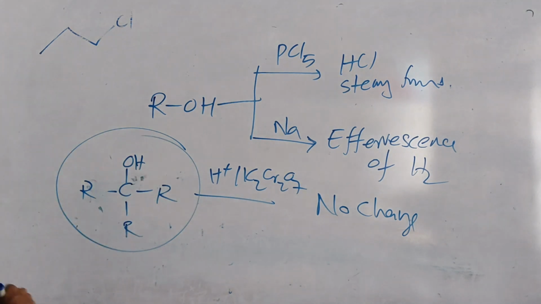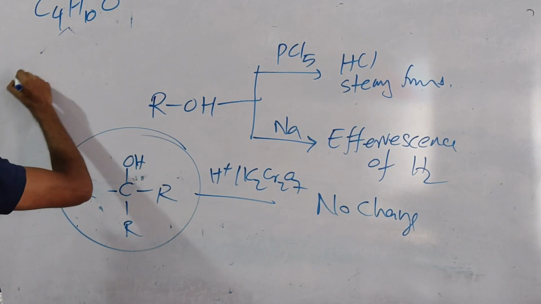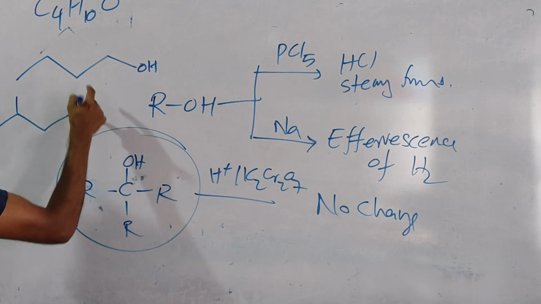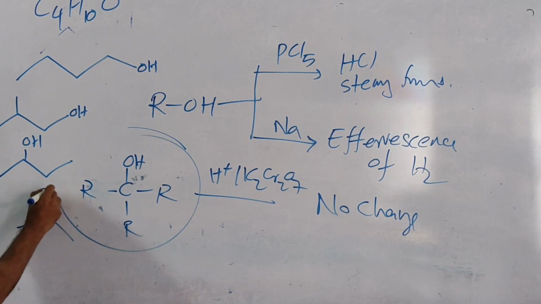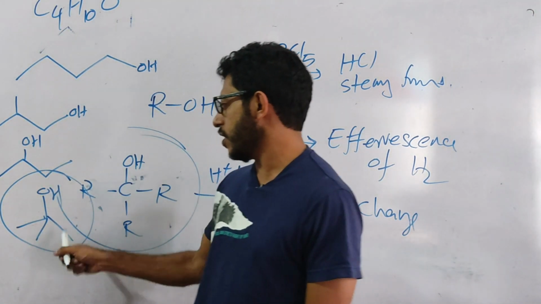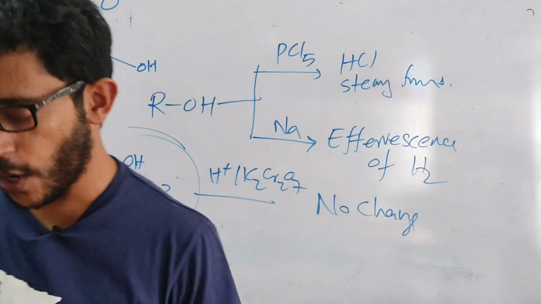This is very commonly asked in papers. The most common compound they ask is C4H10O, right? I have taught it earlier as well. C4H10O has 4 isomers: 2 primary, 1 secondary and 1 tertiary. Both primary and secondary will change the color from orange to green, but the tertiary alcohol doesn't change. So it doesn't change the color from orange to green, it stays as it is. Right, that's how we identify alcohols.